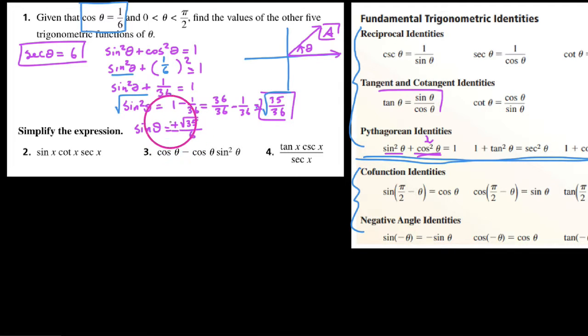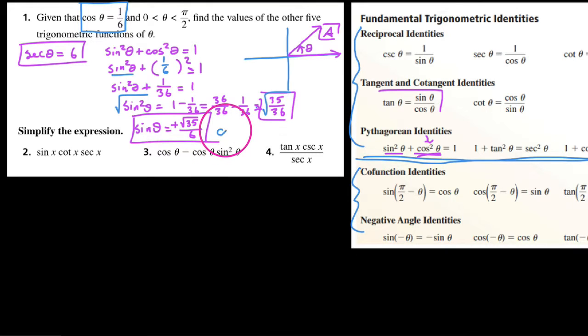Now, which one should we keep, plus or minus, given that our angle does terminate in the first quadrant? Because all trig functions are positive up in the first quadrant, we're just going to keep the positive here. So good news, everybody: you don't need to simplify the square root of 35. But that's not the good news I wanted to deliver. The good news is that now we know sine.